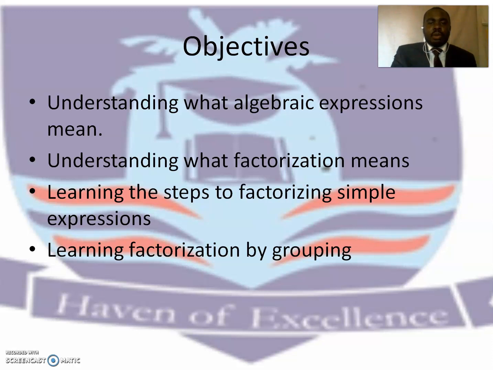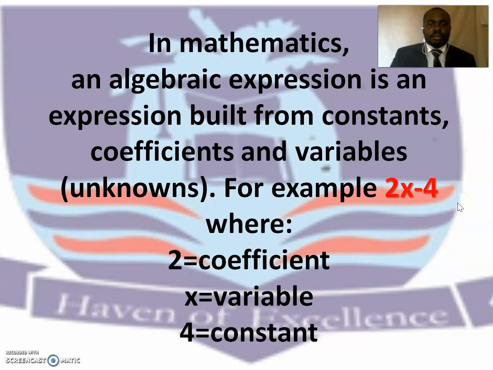So, what is an algebraic expression? An algebraic expression is simply any expression that is built from variables and possibly constants and coefficients. Let us look at this example. We have 2x minus 4. This is an algebraic expression. In this expression, we have 4 as a constant. As you well know, 4 is a number and its value is fixed. That's what makes it a constant because it doesn't change.